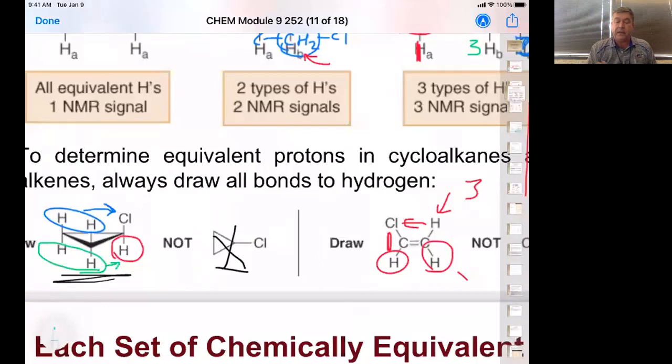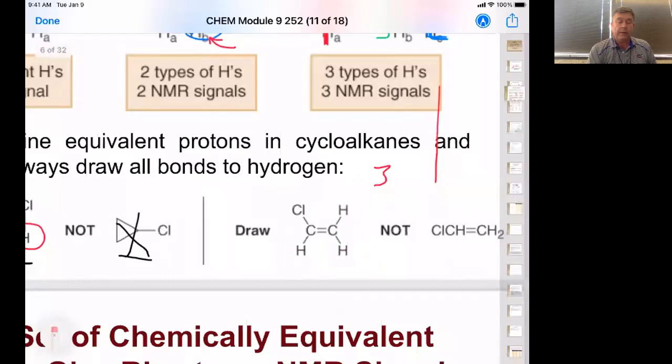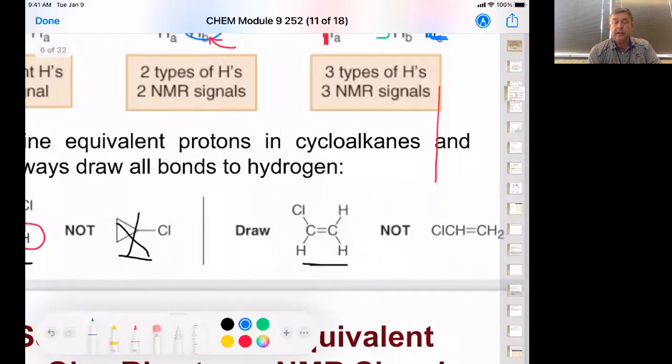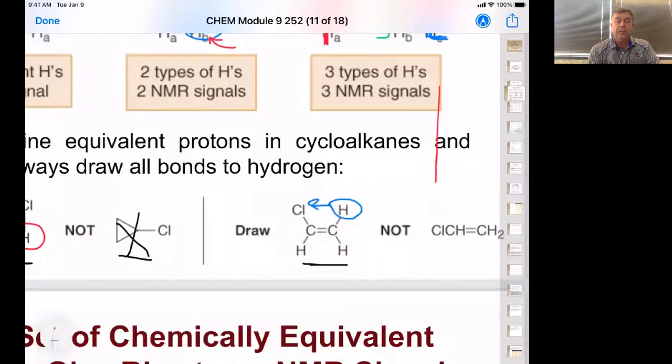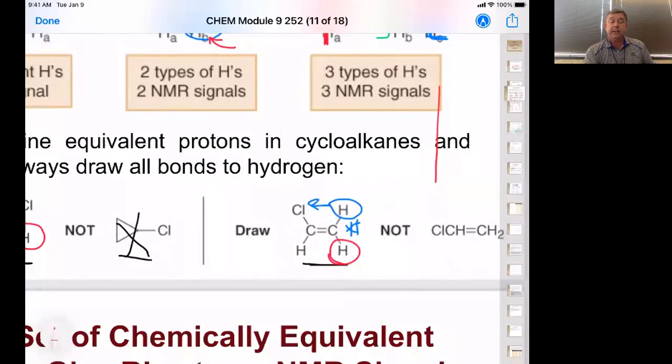We see that same thing in alkenes, okay? So if we draw our alkene out such that we can see the spatial orientation of where the hydrogens are, you will see that this hydrogen here is close to this chlorine, which makes it not equivalent to the hydrogen down here. This hydrogen, even though they're on the same carbon, through space, this hydrogen doesn't see chlorine, that one does. So that means that's a different chlorine environment, that's a different hydrogen.